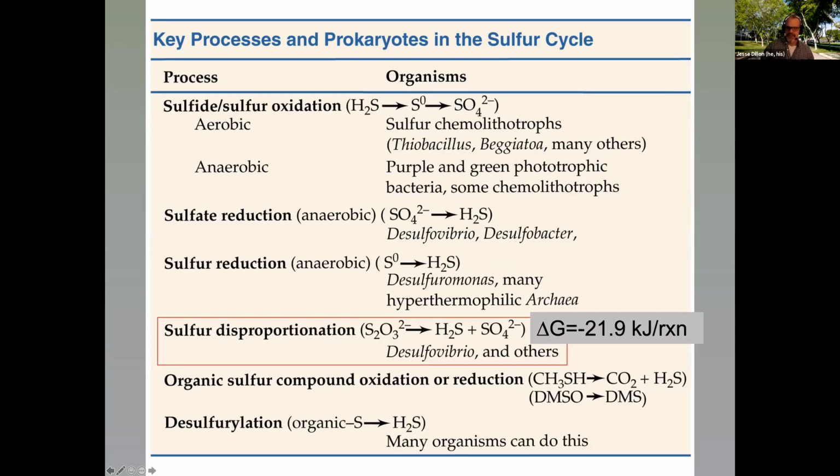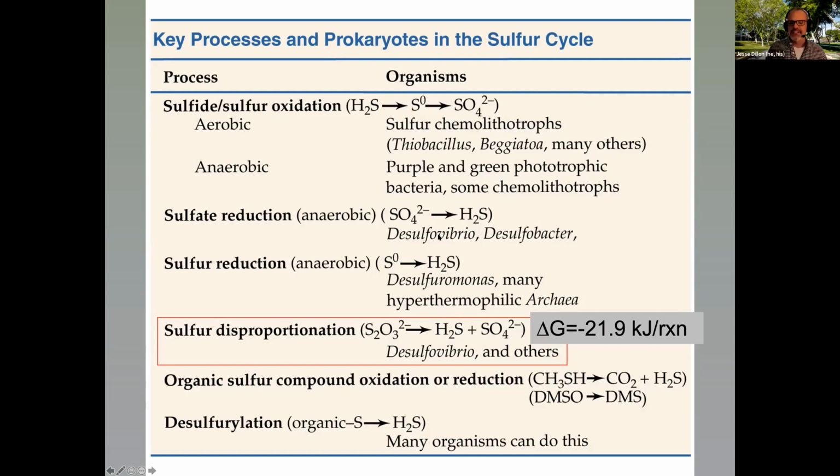Then there's this weird thing called disproportionation, where you take an intermediate that's partially reduced, the S2 part, partially oxidized, the O3 part. This is called thiosulfate. So thiosulfate can be split or so-called disproportionated. This can be converted into a reduced sulfur component, hydrogen sulfide, and an oxidized sulfur component, sulfate. And this yields a little bit of energy, slightly negative delta G. Most microbes that do this do not do this exclusively.